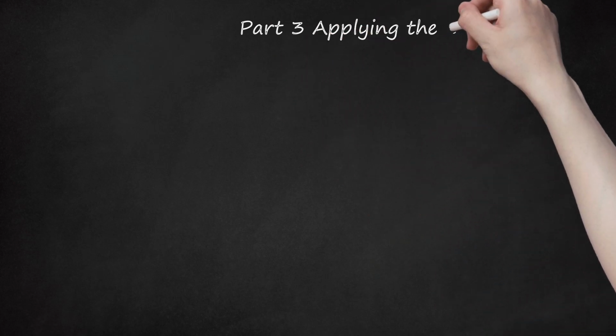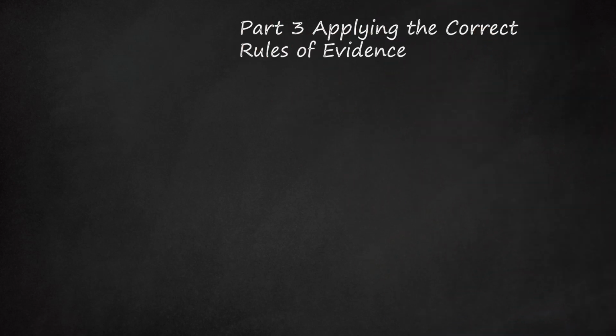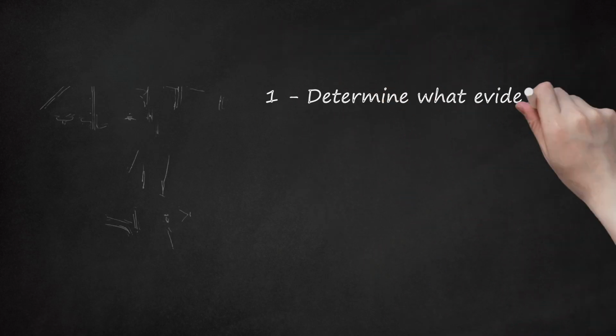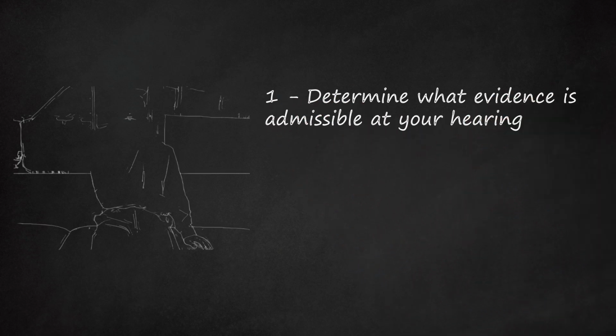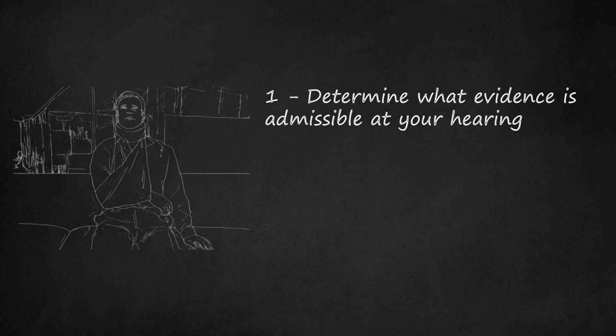Part 3: Applying the correct rules of evidence. 1. Determine what evidence is admissible at your hearing. As a general evidentiary rule in protective order cases, all relevant evidence is admissible. Evidence is relevant if it has the effect of making a fact more or less probable than it would be without that evidence. In addition, the fact must be of some consequence in your protective order hearing. In other words, evidence is relevant if it helps prove, or disprove, an important fact in your case.